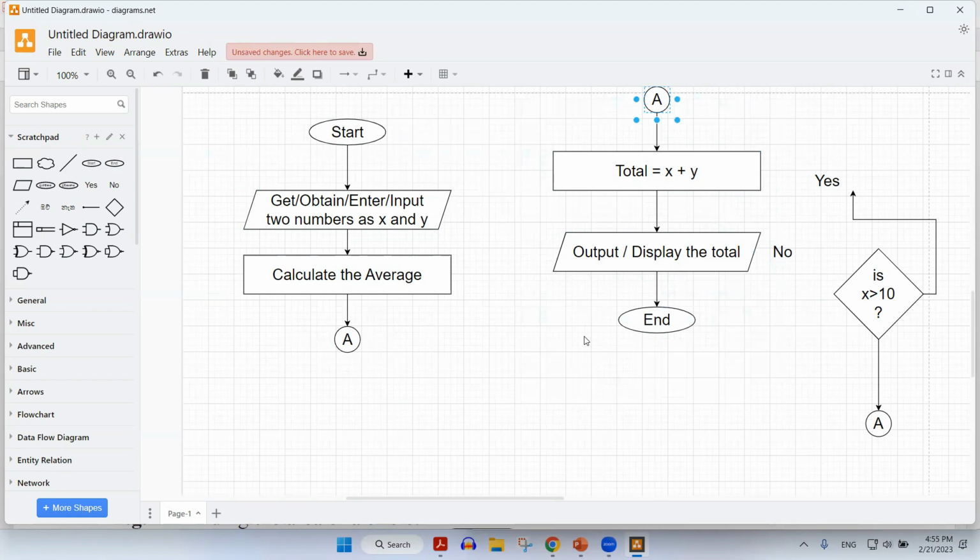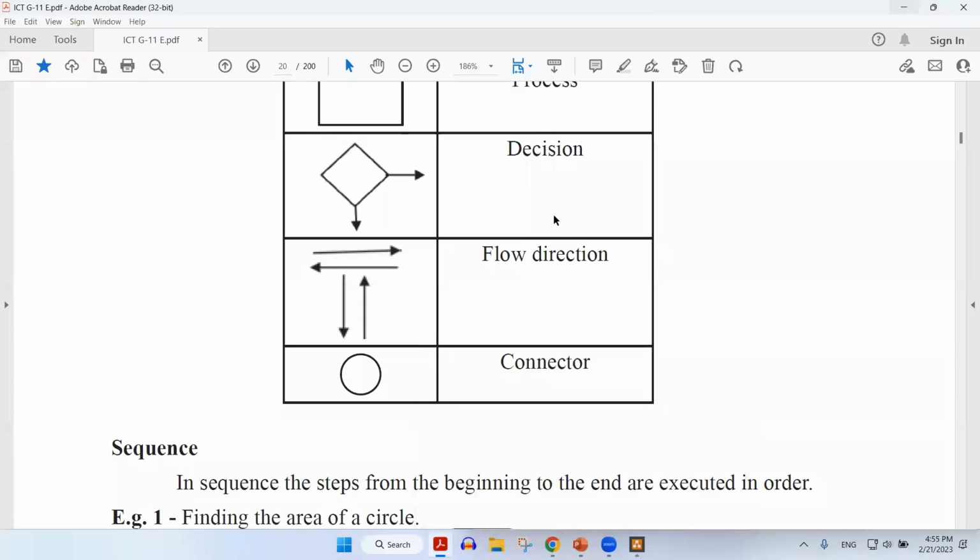People, are we clear about the symbols of the flowchart? Yes, everyone, are we clear about this? Lamai, are we clear about the symbols? Okay, great.